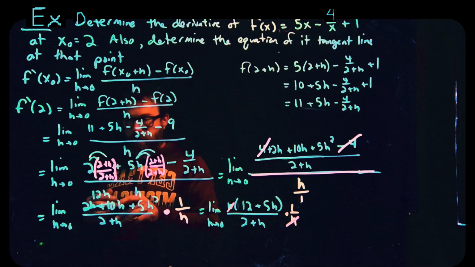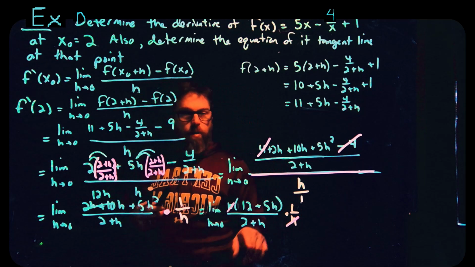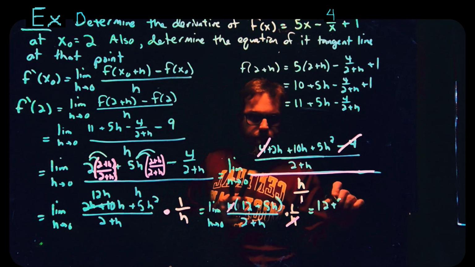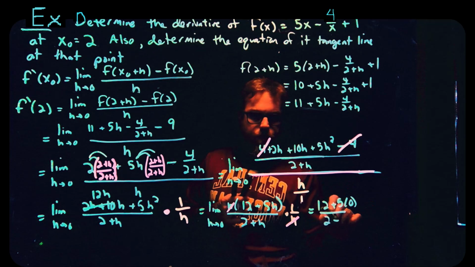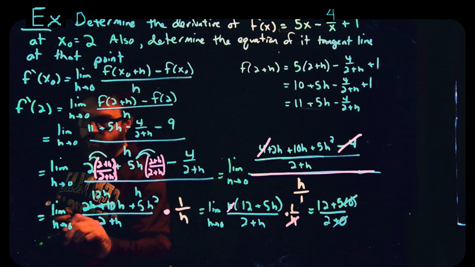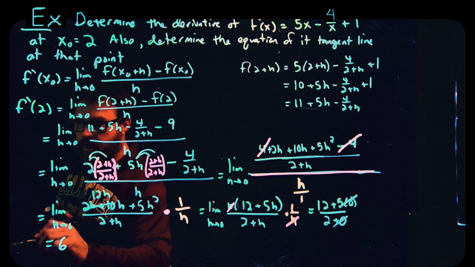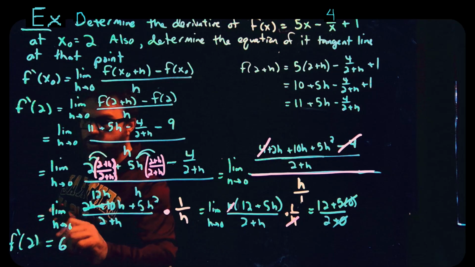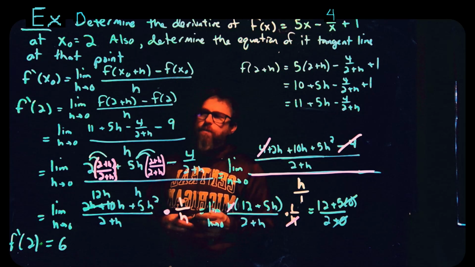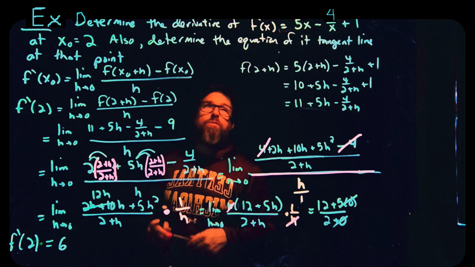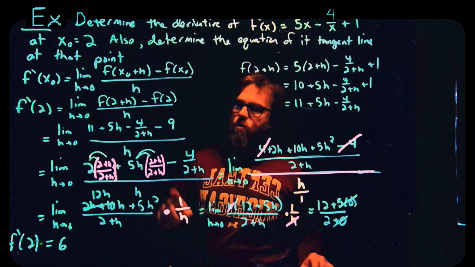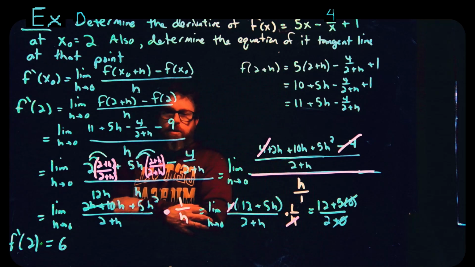So now when I plug in h equal to 0, this will be 12 plus 5 times 0, all over 2 plus 0. So those will go away. This is going to be 12 over 2, which is equal to 6. So that means f prime of 2 is equal to 6. Now, I'm not going to do the tangent line for this one because I think you've seen those things enough. I just want to make sure that we can take the derivative of something that looks complicated and, just using common denominators, get the job done.